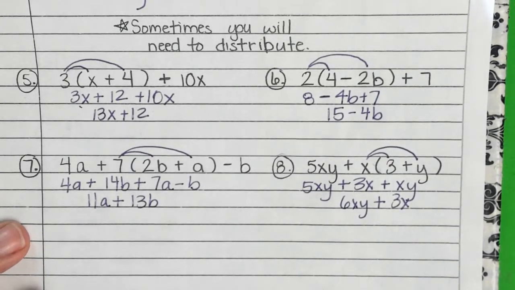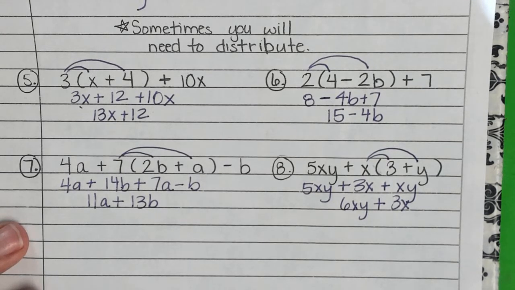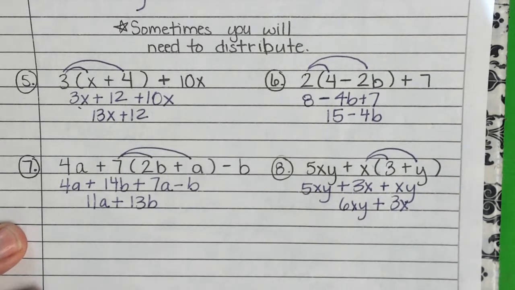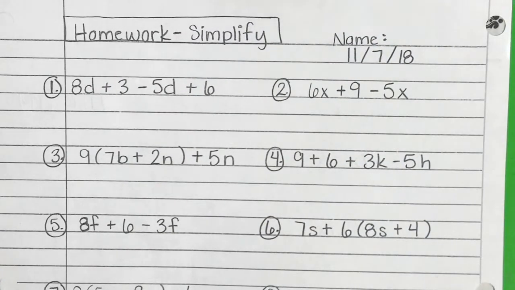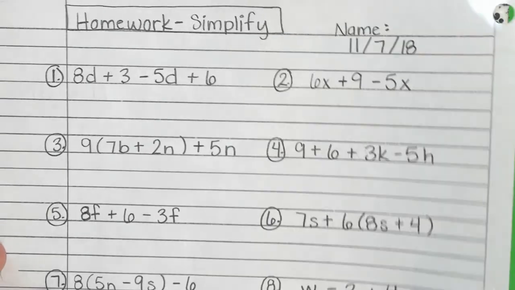Okay? Guys, that's it. If you have to distribute, do that first. Then, from that point, you can simplify. Let's look at the back real quick. Okay, we're going to do one at the top together. And then I think we'll do one towards the bottom together too.